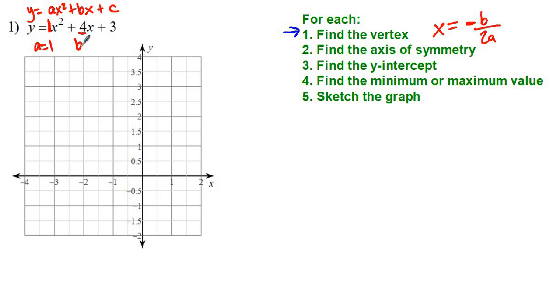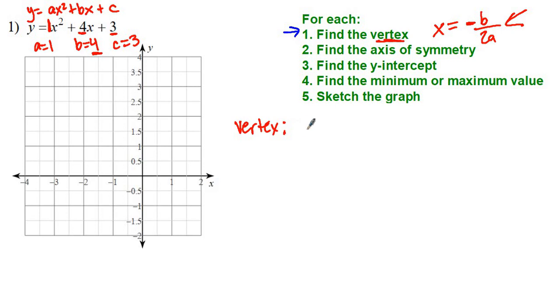The number in front of, sorry, I meant to say x squared, the number in front of x is 4, and this constant term by itself is 3. So if we want to find the vertex, this is the formula that we use. We basically take our b value, which is 4, and we plug it in. So let's do that right now.